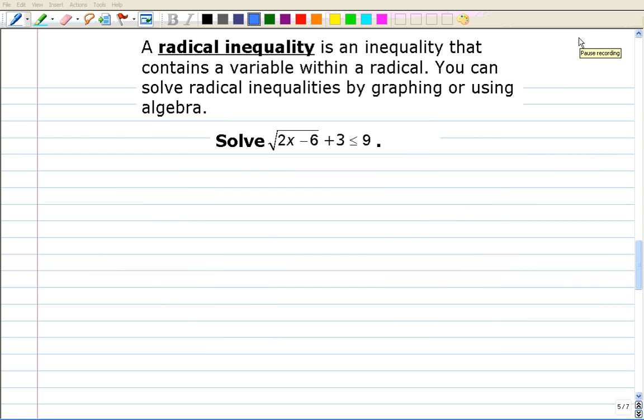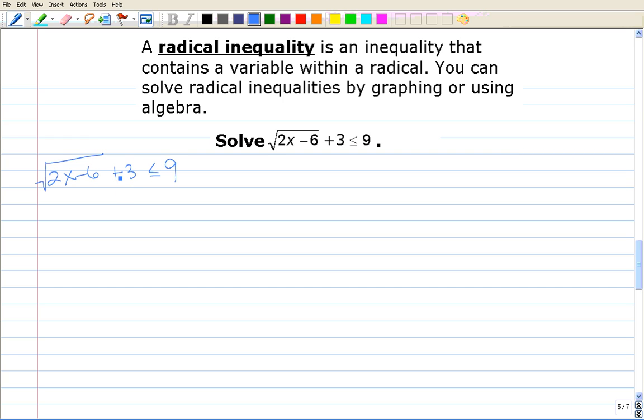A radical inequality is an inequality that contains a variable within a radical. You can solve radical inequalities by graphing or using algebra. So let's solve this: the square root of 2x minus 6, plus 3, less than or equal to 9. I'm just going to rewrite that over here: the square root of 2x minus 6 plus 3 less than or equal to 9.